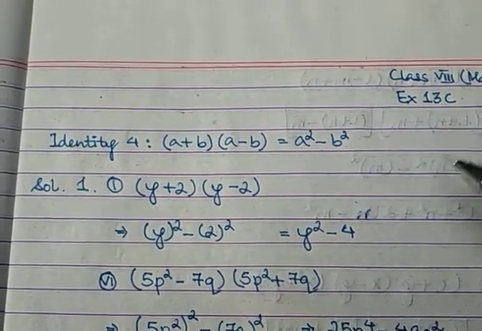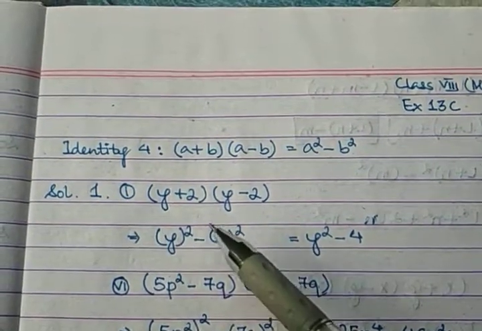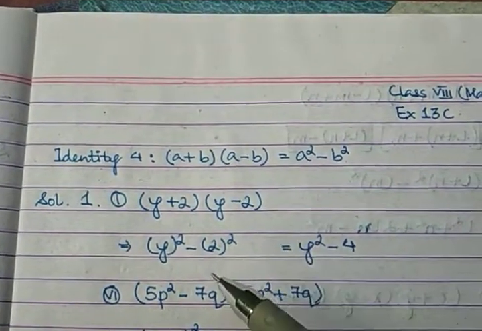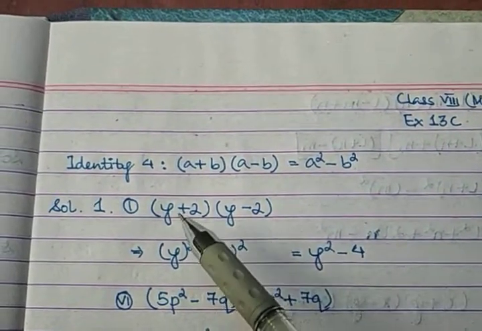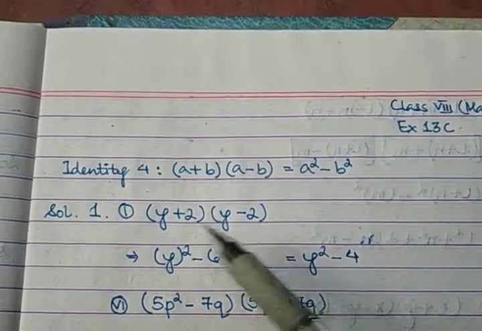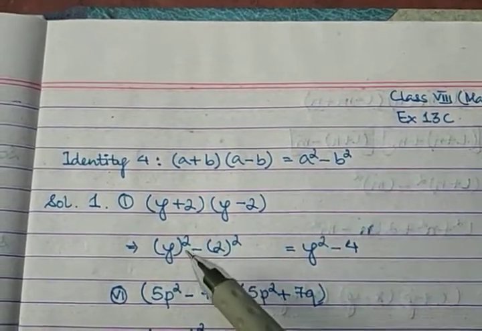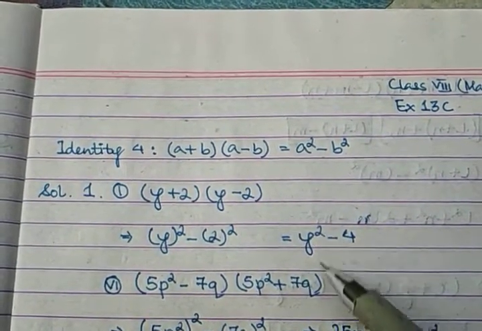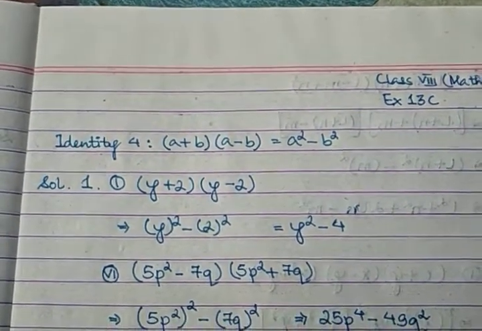Since it was from exercise number 13c, the first question is solution 1, question number 1. We got (y plus 2) into (y minus 2). This is multiplication of binomials. The first terms are y and y, the second terms are 2 and 2, with plus and minus, isn't it? So the expansion is a square minus b square, simple. See, y square minus 2 square. So y square, and minus 2 square is 4. So we are done here. See, easy one, isn't it?